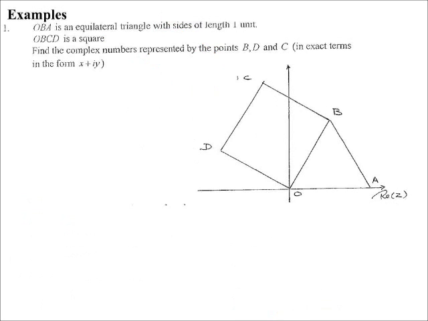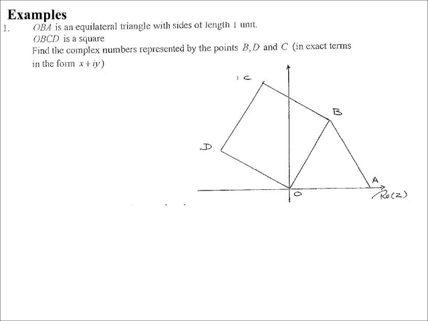Okay. So we have an equilateral triangle of length 1 unit. OBCD is a square. Find the complex numbers represented by B, D and C. Now, when I read a question like this, I think that's interesting. Why did they say B, D and C rather than B, C and D? I figure they're probably giving me a hint here: find D before we find C. There must be some reason they wrote it that way.